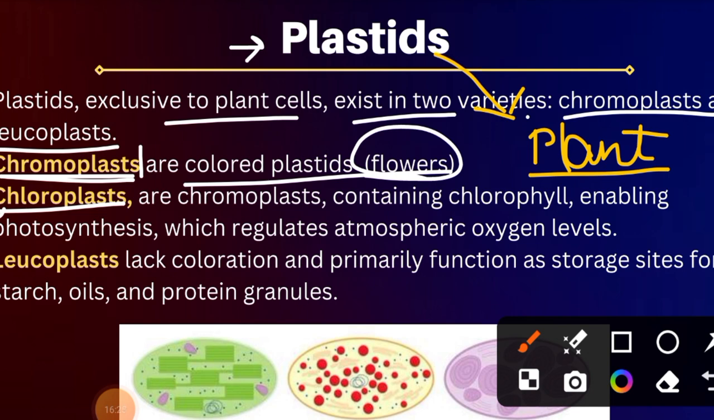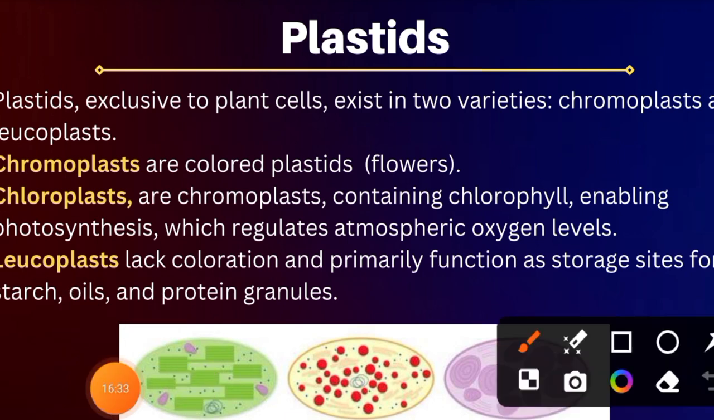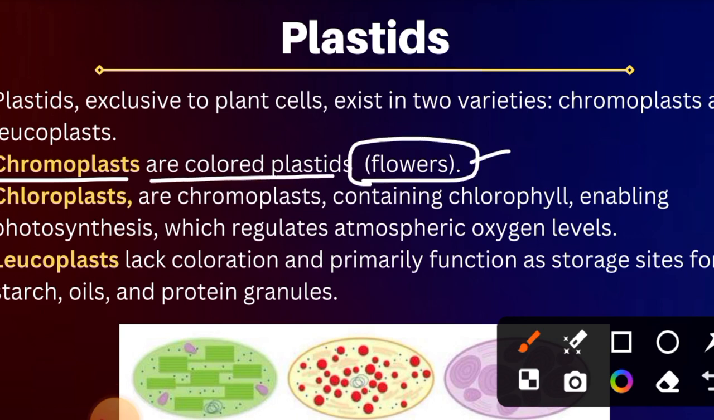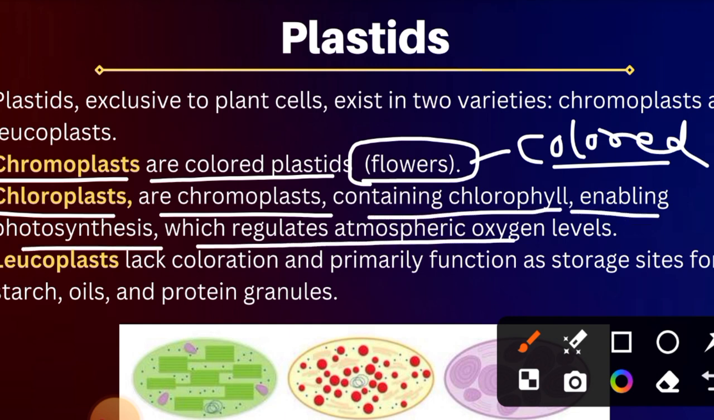Okay, so let us read what is written here. First is chromoplast. Chromoplasts are colored plastids which are found in flowers. They are colored plastids having various colors. Chloroplasts are chromoplasts containing chlorophyll, enabling photosynthesis which regulates atmospheric oxygen level. Now these chloroplasts are chromoplasts only, but with green color only, having only green color inside them.